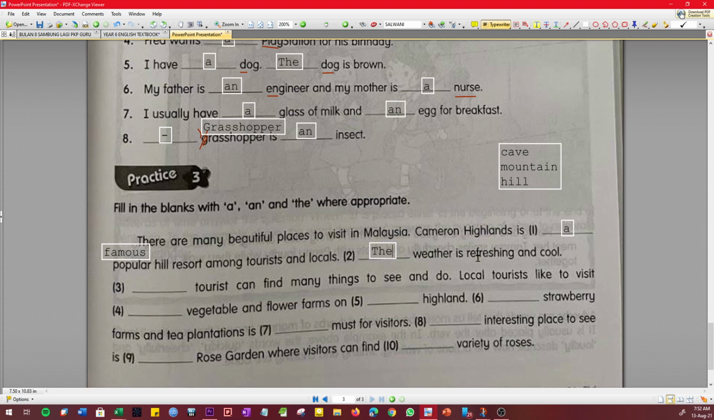Cuacanya segar dan dingin. Tourists can find many things to see and do. So, and order. None. None. Why? Same like this. Same like this.